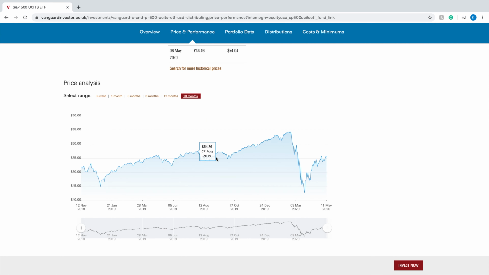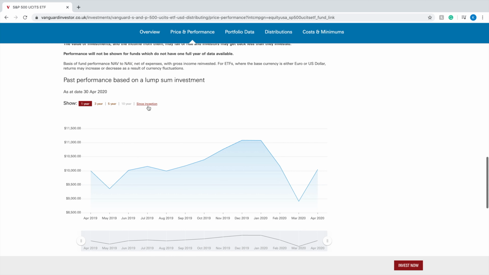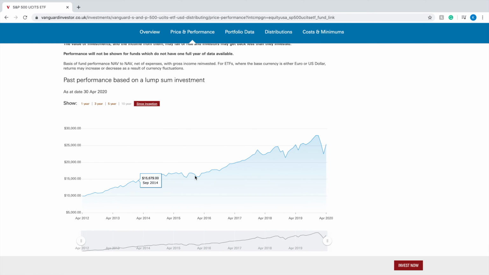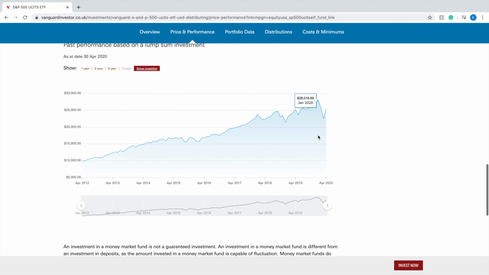And again, we have a similar sort of story here. The pandemic's caused a huge drop and it's somewhat recovered. And again, it's probably going to be quite volatile in the next few months, probably 1 to 2 years, depending on how this pandemic rolls out. And looking at this since inception, we can see that £10,000 invested here, which is in April 2012, would be worth approximately £25,000 now, which is relatively good. And before this pandemic, this was something like £28,000. Not bad at all.